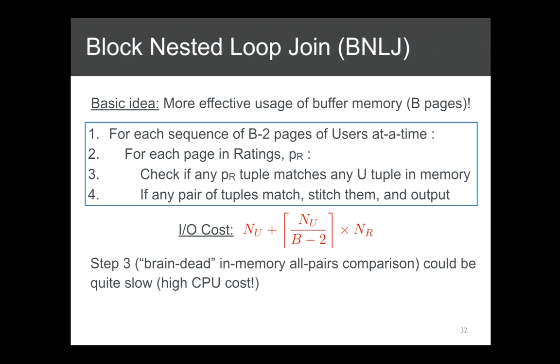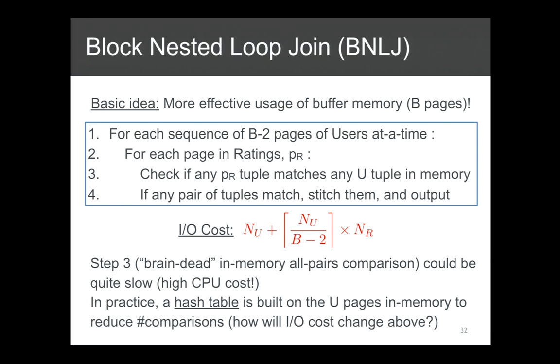Now, one thing to note is we are worried mainly about I/O costs and sequential versus random I/Os, but the CPU cost also needs to be factored into our calculations because query latency depends on both the I/O cost and the CPU cost. The CPU cost for step 3 over here, where we are comparing every tuple of R with every tuple of these B minus 2 pages of U, is an all pairs comparison. Of course, it's in memory, so it doesn't affect I/O. But this all pairs comparison in memory could be quite slow. Your CPU might get clogged by doing those all pairs comparisons for every block of U that you're reading.